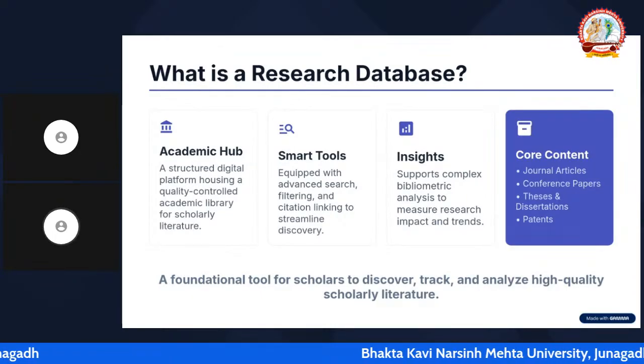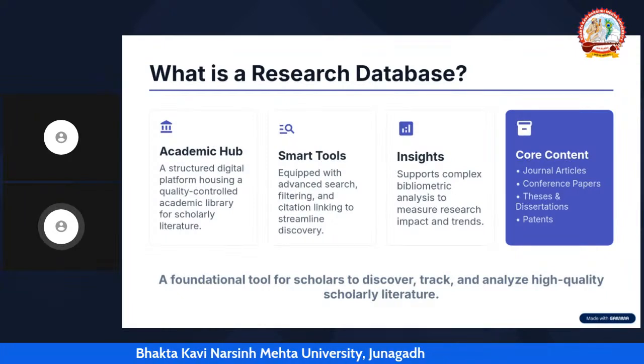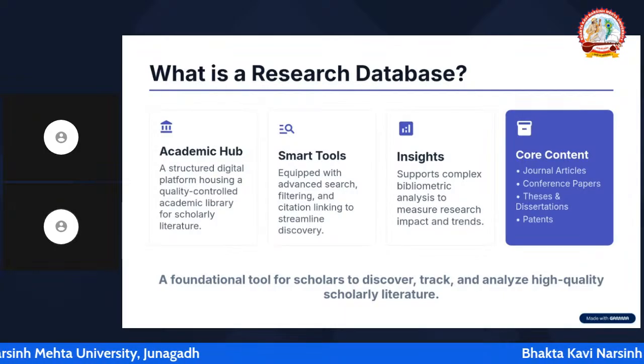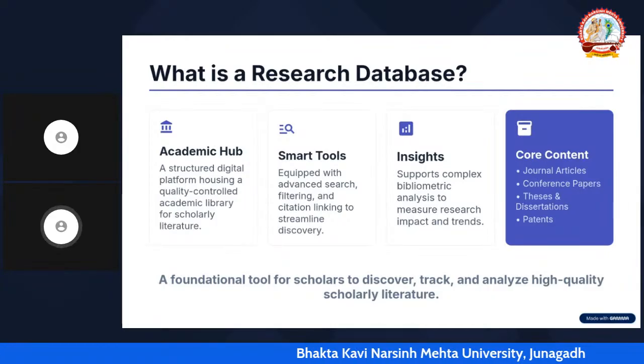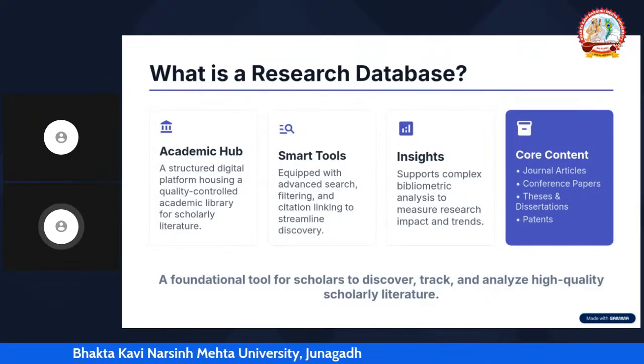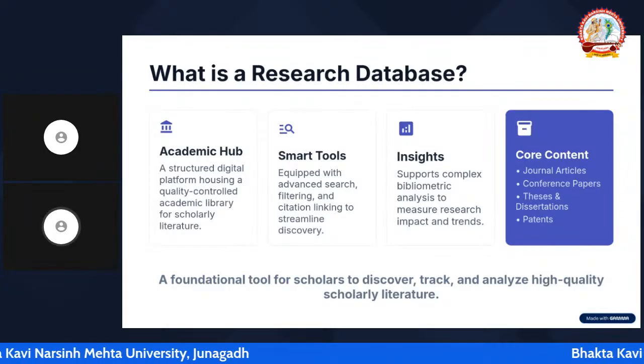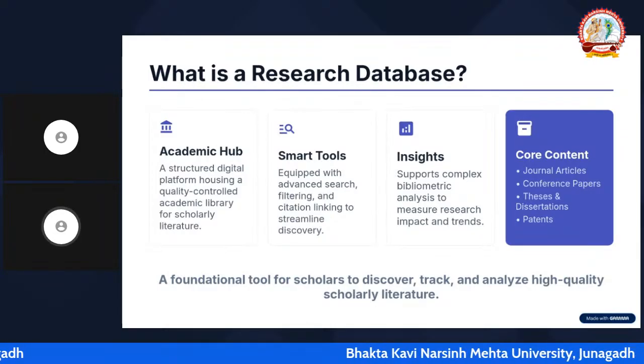A smart tool that is equipped with advanced search. Likewise, Template Lab, they are providing Shodhganga, Shodhgangotri. Using that tool, we can easily identify our research area and what articles we need. So that is the database, and we can use the smart tool. We can also identify the insights.